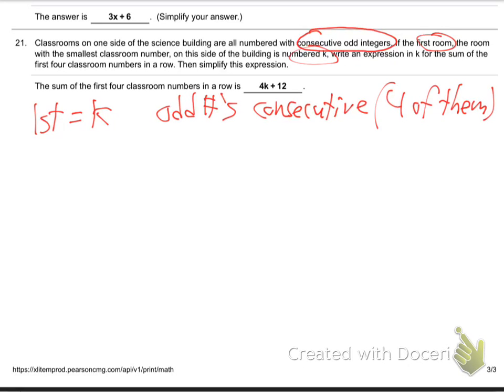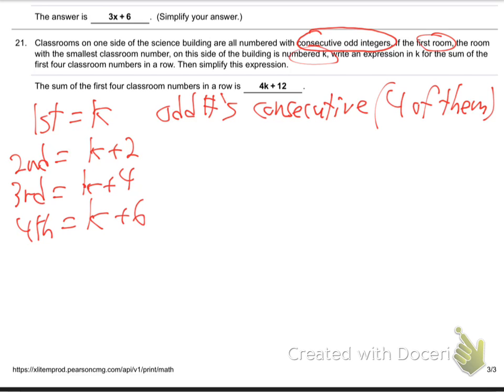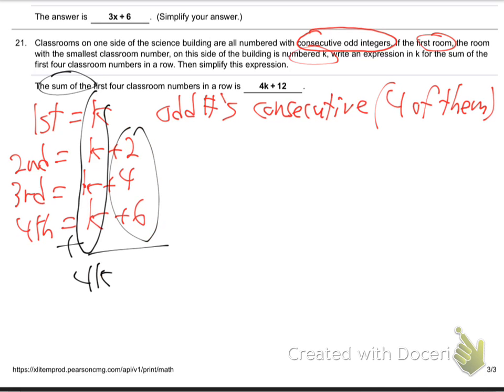Is that good? They're saying the first one's K. There's 4 odd consecutive numbers. So what's the second one? K plus 2, because odd number to odd number, you go up by 2 every time, don't you? The third one goes up by 2 more. The fourth one is K plus 6. So they just keep going up by 2 every time. And then they want the sum. They want you to add them all up. K, K, K, K. 4K. 12.